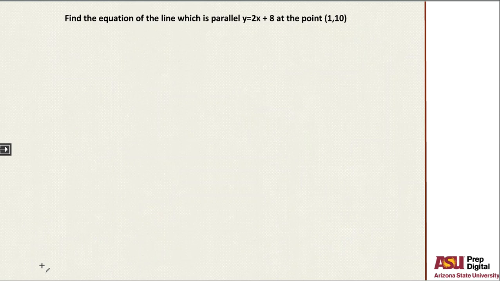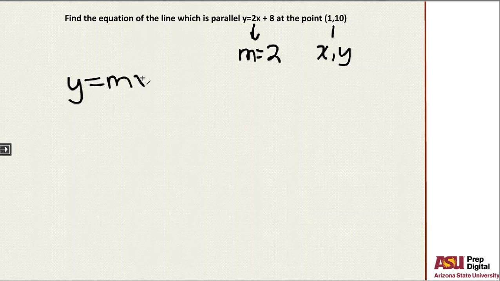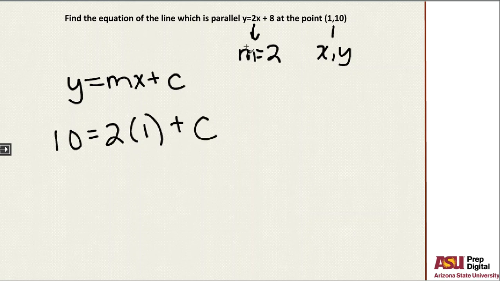For my parallel example, there's a lot less work, which is nice. Remember, parallel lines have the exact same slope. So my line will also have a slope of 2 because it's parallel to this line. And this gives me an x and a y to work with. So now I can just go straight to that last step that we did in the first example. y equals mx plus c. I'm going to plug in my x and y. So 10 is equal to 2 times x plus c.